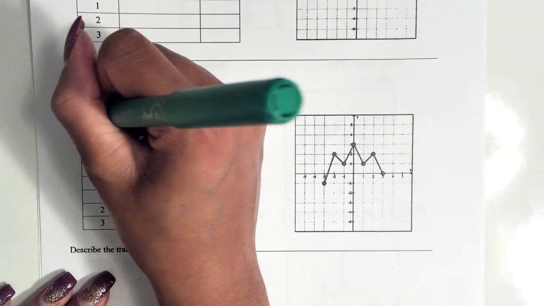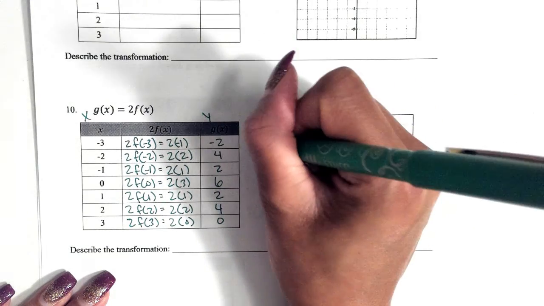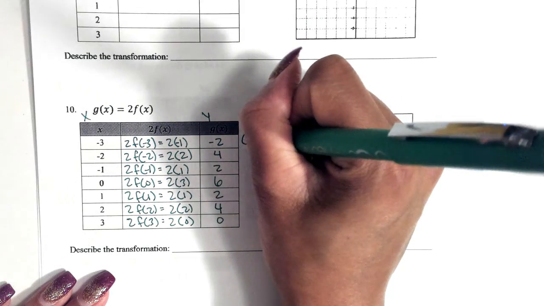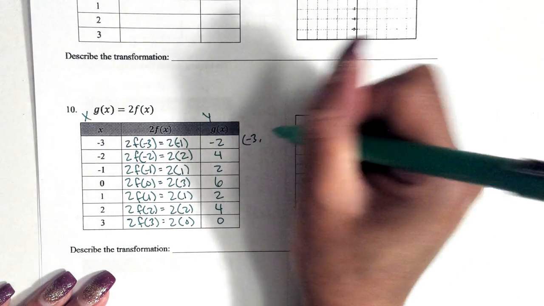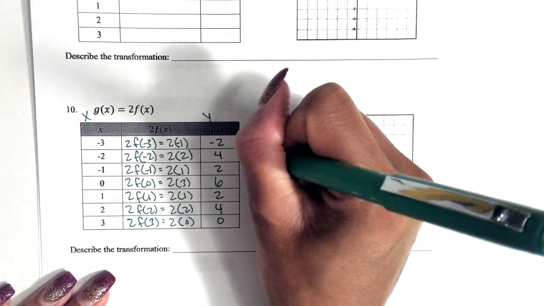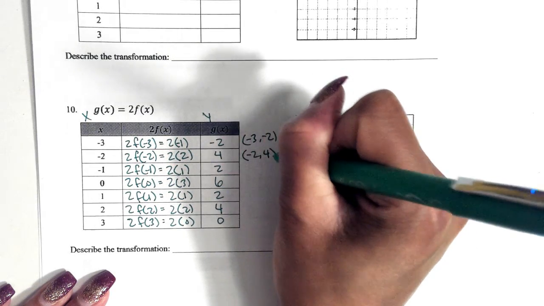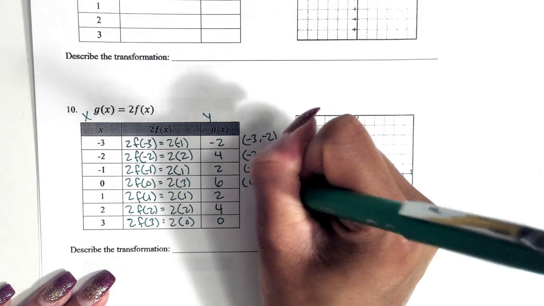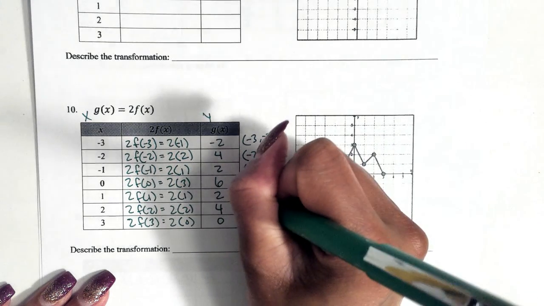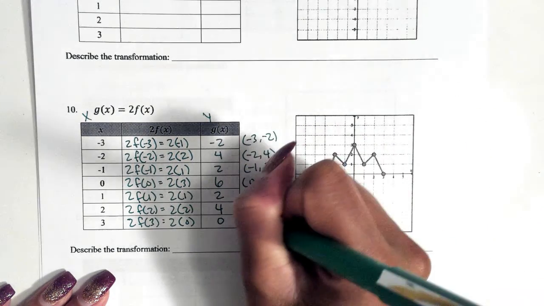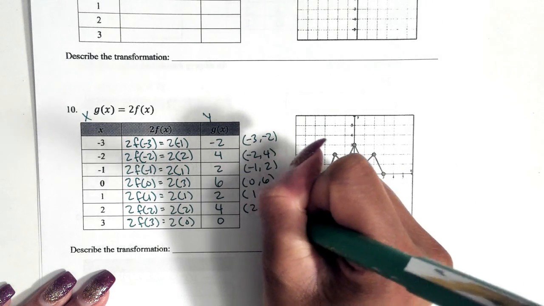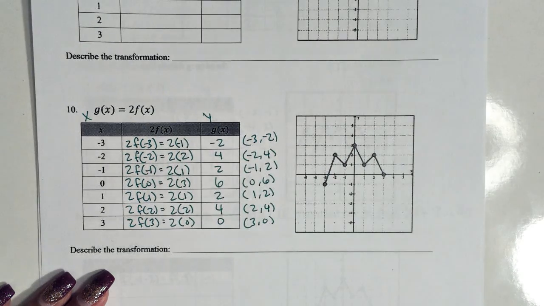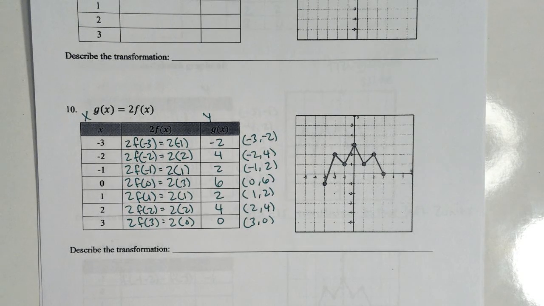So now I have my new input and output, and I can create new points this way. So x is negative 3, so y, or g of x, is negative 2. Then I have negative 2 and 4, negative 1, 2, 0, 6, and I have 1, 2, and I have 2, 4, and 3, 0. So we're going to go ahead and plot those points on our graph.